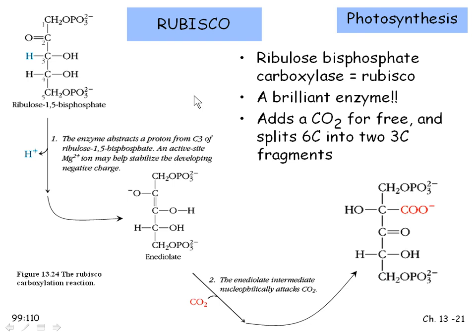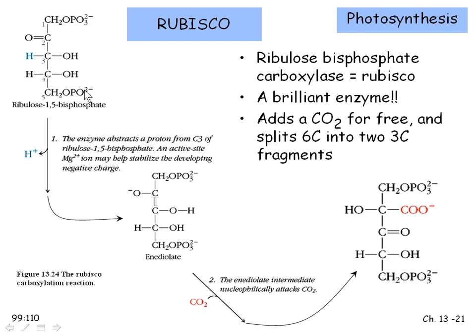And so who or what is Rubisco? Rubisco is the nickname for an enzyme called ribulose bisphosphate carboxylase. It's an absolutely honest name because it takes ribulose 1,5-bisphosphate and adds a CO2 to it. So it's a carboxylase. It's a perfectly reasonable name, it's just very long and it tends to get called Rubisco instead.